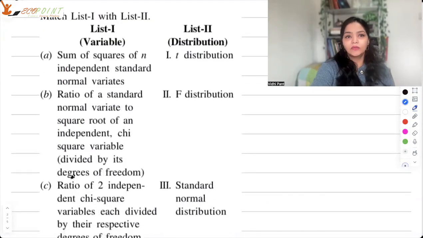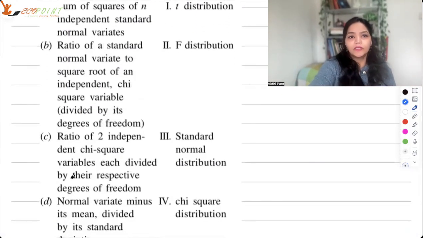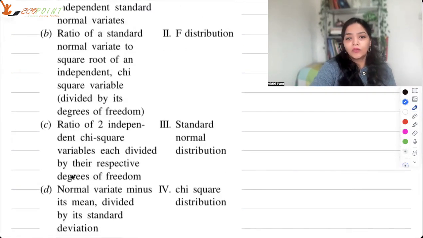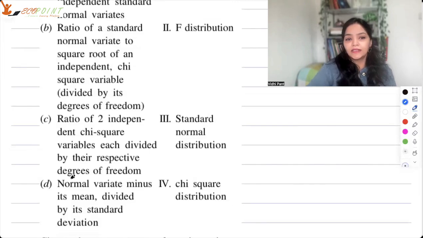Next question. You have to match the two lists. In one list, you have the variable, and in the second list, the distribution. The first one is sum of squares of independent standard normal variates. Number 2 is ratio of standard normal variate to square root of an independent chi-square variable divided by its degrees of freedom. Next is ratio of two independent chi-squares, each divided by their respective degrees of freedom. And number 4 is normal variate minus its mean divided by standard deviation.